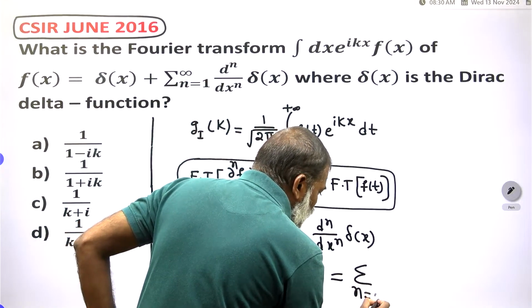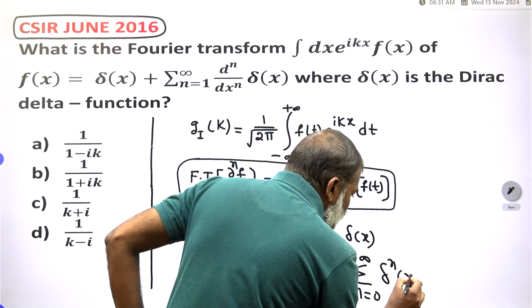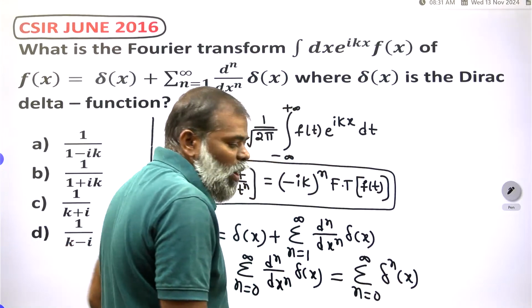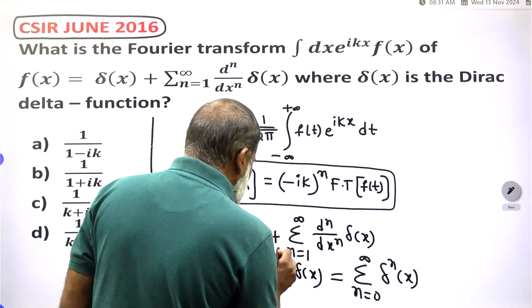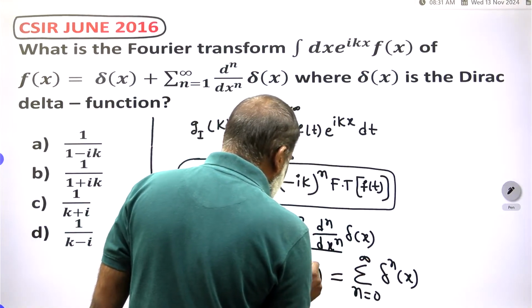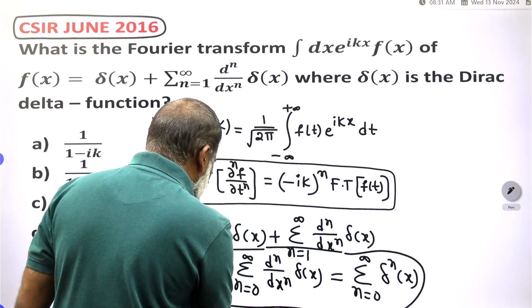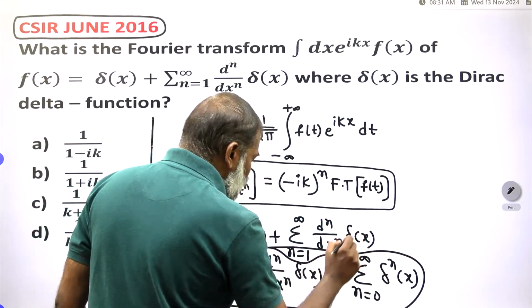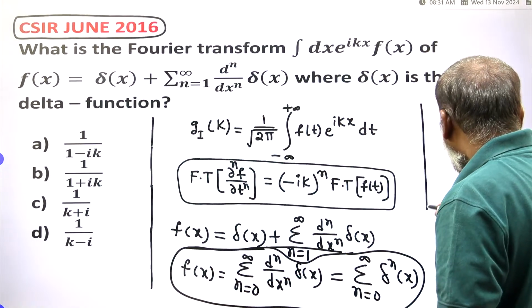Summation n equal to 0 to infinity, the nth derivative of the Kronecker delta of x will come. This is the f of x value. Which value are we getting? This value is the f of x value we have to get. This is the f of x value we are getting.